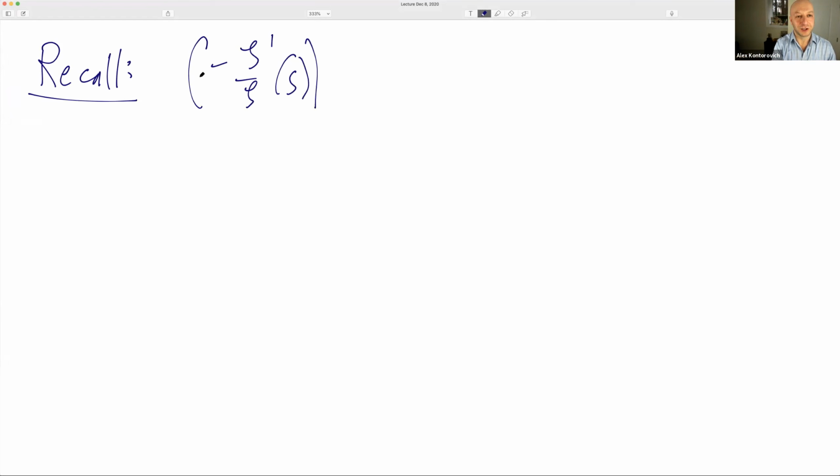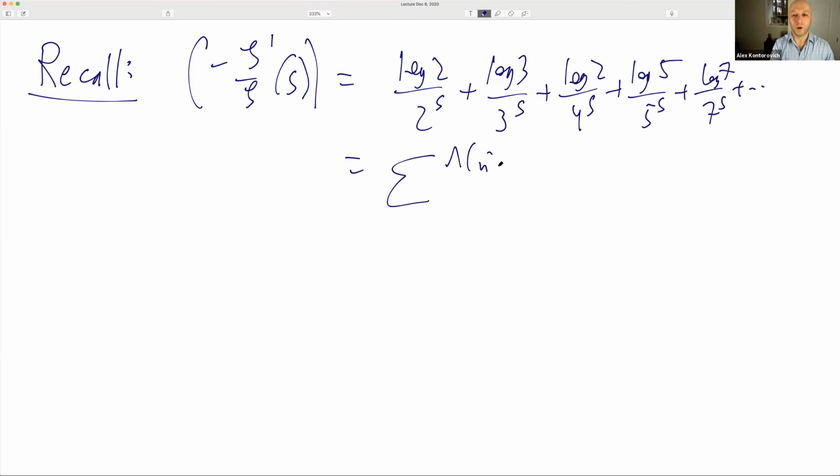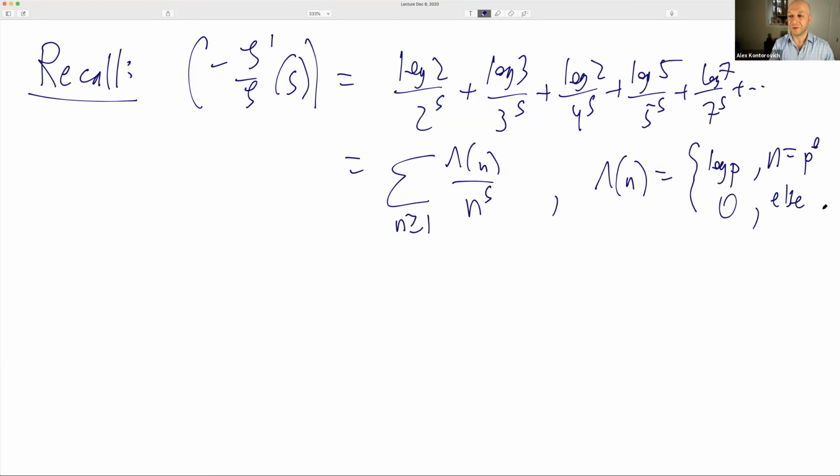We saw that this was a Dirichlet series, which if we pull out a minus sign, goes like this. It's log of 2 over 2 to the s, plus log of 3 over 3 to the s, plus log of 2 again over 4 to the s, plus log of 5 over 5 to the s, plus log of 7 over 7 to the s, and so on, which of course is a long way of writing: you sum over all the integers, and the coefficient you put in front of them is the von Mangoldt function, which if n is a prime power, then you put log of that prime, and otherwise you put 0.